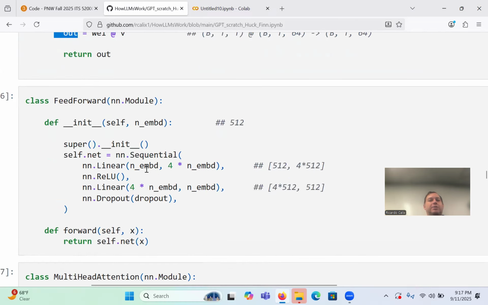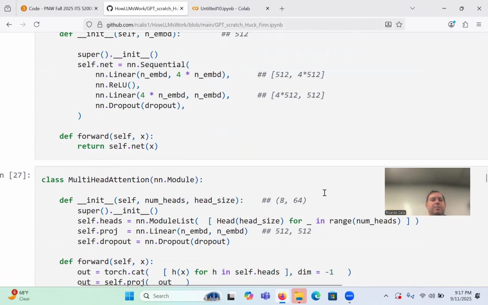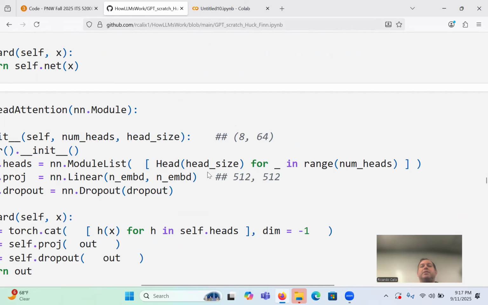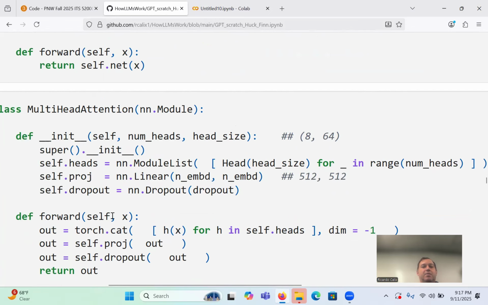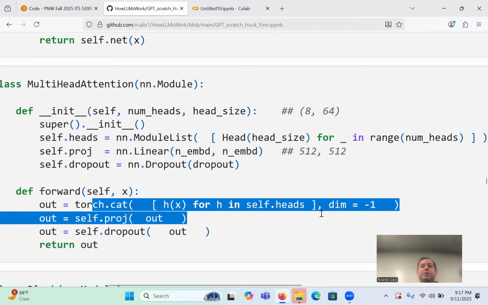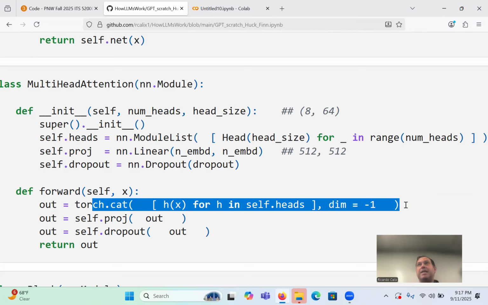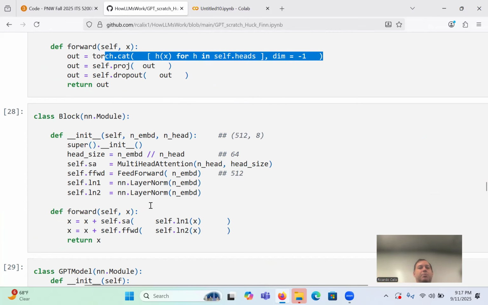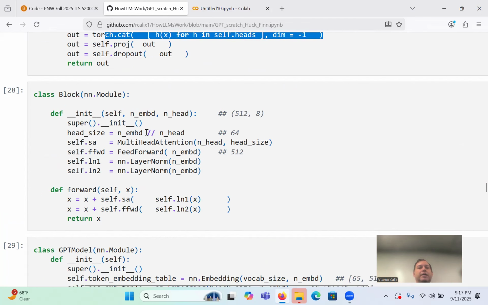Here's the feed forward where I took the matrix from 512 to 2048 and then from 2048 back to 512. Just that happens. Here's the multi-head attention. Remember how I had 8 heads? There's the list of heads. What do you think is happening in this function here? The concatenation. I'm taking the 8 heads that I'm going to create and just concatenate them together. That's that idea. This is just a projection. Notice this is a block where you build essentially the whole architecture. So you have a multi-head attention. That comes out.